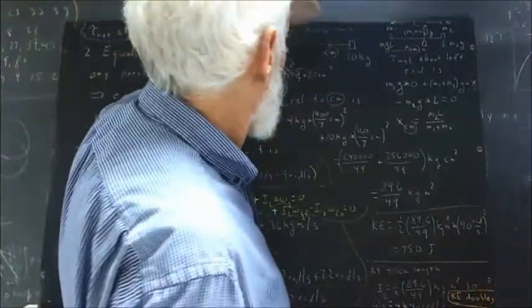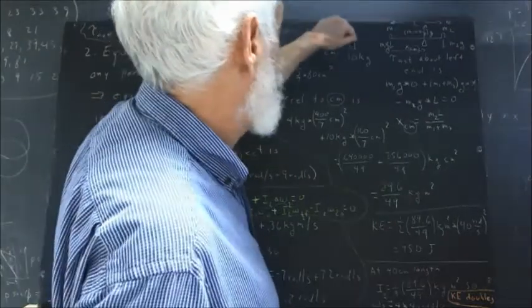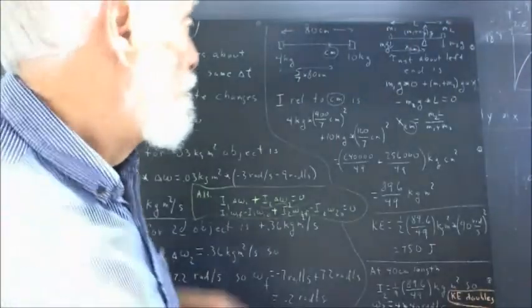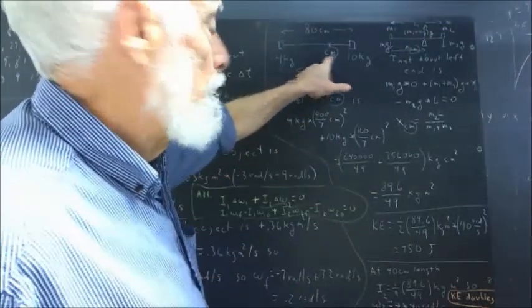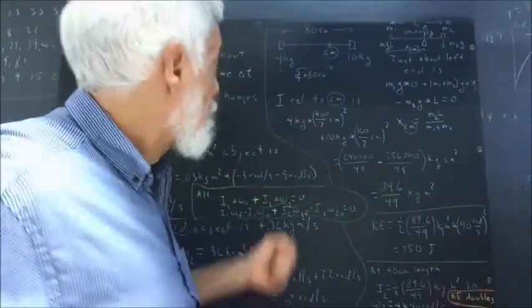So, the distance between these objects is 80 centimeters. The length of the rod is 80 centimeters. First, we want to calculate the position of the center of mass before we go much further.